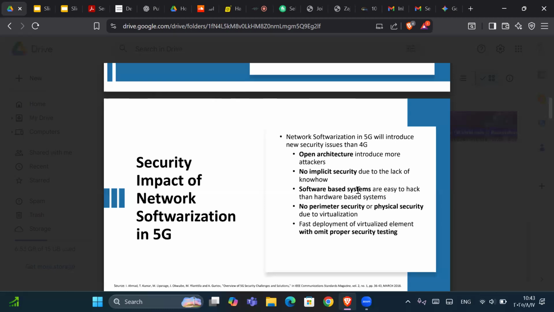Now, these are the security issues related to network softwareization. Since you have an open architecture, the open architecture introduces more attackers, with no implicit security due to the lack of know-how. Software-based systems are easier to hack than hardware-based systems. There is no perimeter security or physical security due to virtualization, and virtualized elements are deployed first with proper security testing omitted. So all these issues are related to the fact that 5G is using network softwareization.